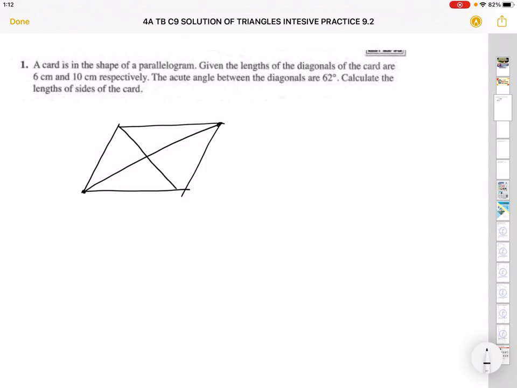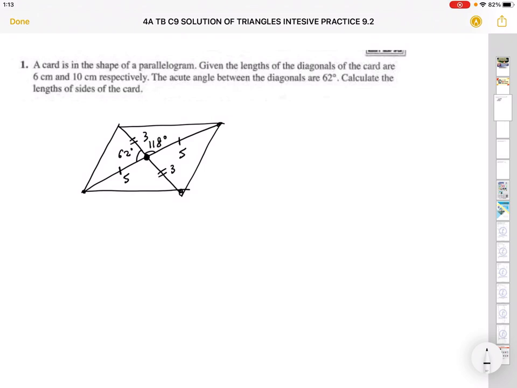The way I draw it, you can see that the longer side will be here, and since it's a parallelogram, the two diagonals always meet at the midpoint. They share the same midpoint. So if it's 10, we halve it, this will be 5 and 5, and the other diagonal, if it's 6, half of it will be 3 and 3. Also, you're given the acute angle between the diagonals is 62. So this angle is 62. The other angle over here should be 180 minus 62, which is 118.